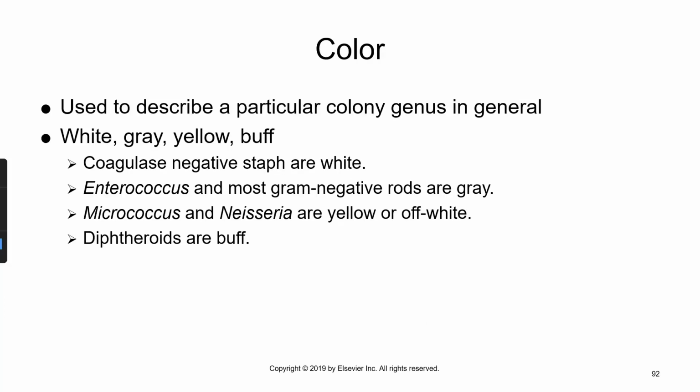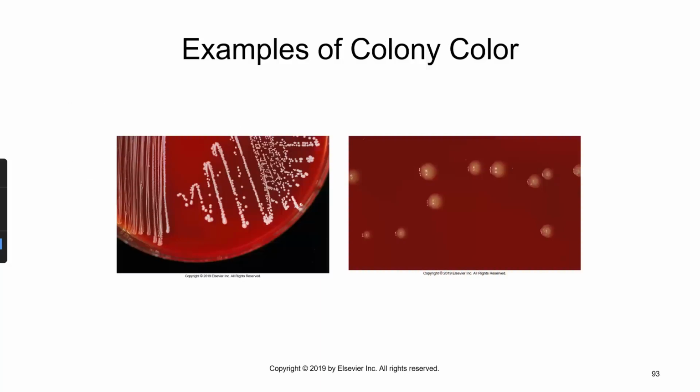Color is used to describe a particular colony, genus in general. So white, gray, yellow, buff. Different colony colors are important to note when we are working up culture plates. Coagulase negative staph are white, Enterococcus and most gram-negative rods are gray. Micrococcus and Neisseria are yellow or off-white, and diphtheroids are buff. You can see different examples of colony color. You can see how white those are compared to these.